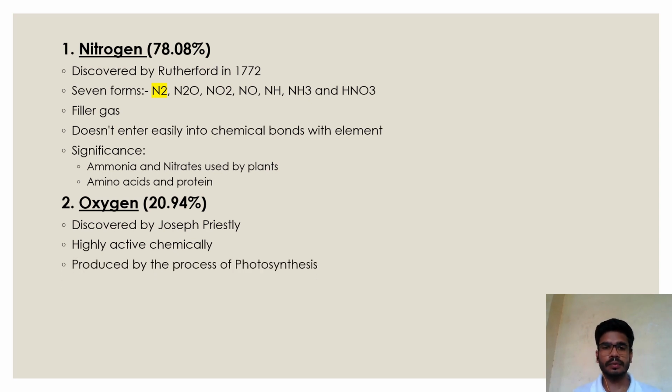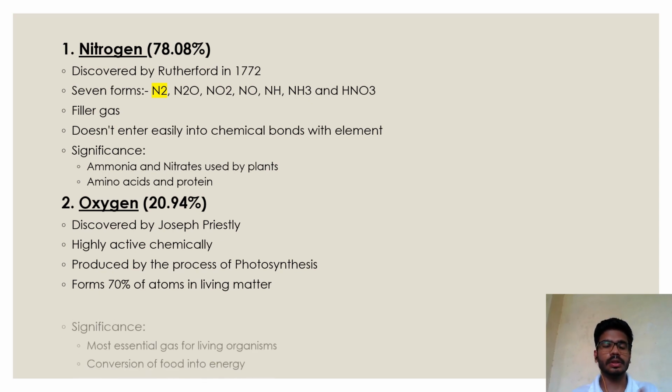It is produced by the process of photosynthesis by the plants. So naturally, oxygen is produced by the process of photosynthesis, and about 70% of the atoms in living matter is composed of oxygen. Life is not possible without oxygen. So that clearly proves it, since 70% of the atoms in living matter is composed of oxygen, and also we need oxygen for survival, for breathing. So that is why oxygen is a really important gas, and it is because of oxygen that the respiration process continues.